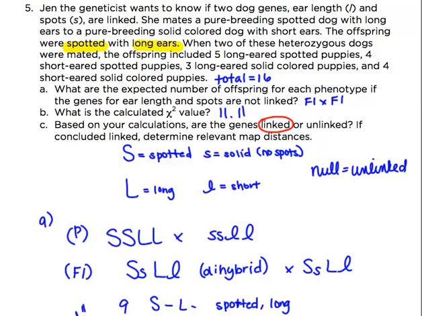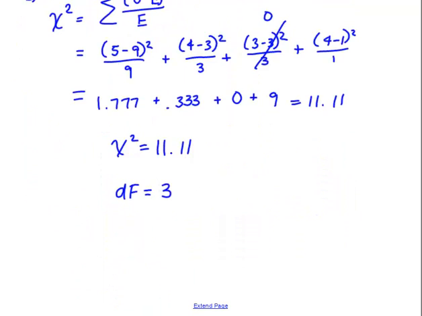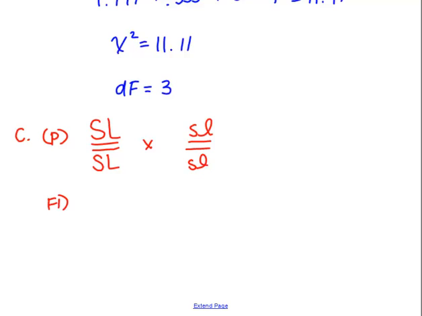And now we have to determine relevant map distances. So again, let's do the parental cross, but this time we're going to draw it as if they're linked. So for the parents, they were both pure breeding, right? So this first parent would be big S for spotted, big L for long on both chromosomes. And the second parent would be little s for solid color and little l for short on both chromosomes. Which means that all F1 individuals were big S, big L on one chromosome, little s, little l on the other.